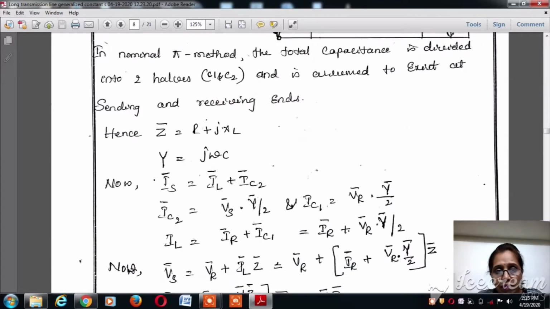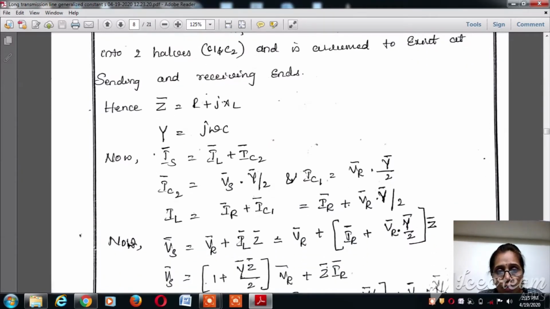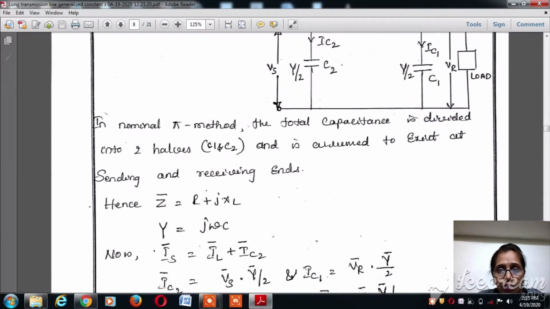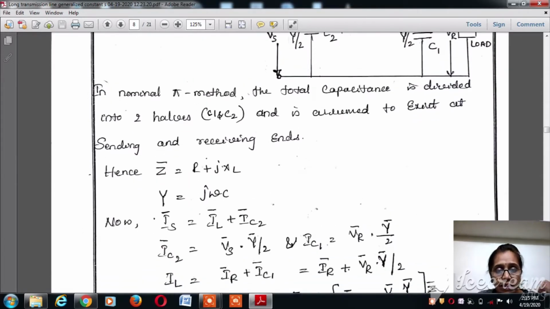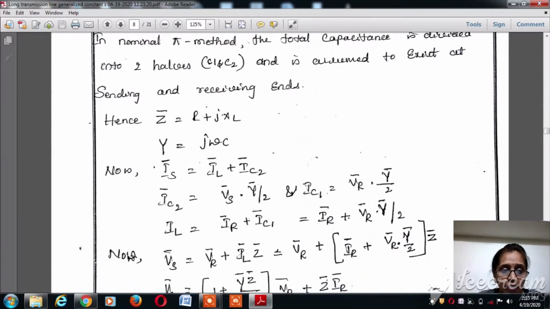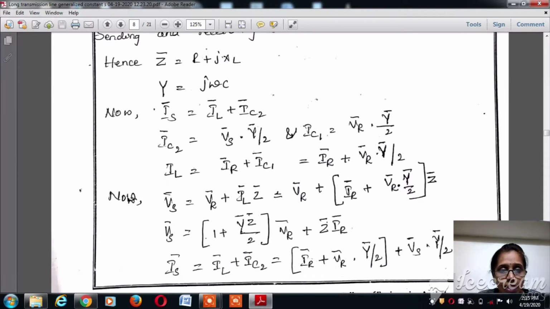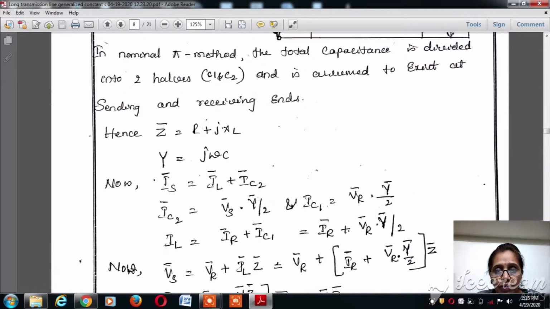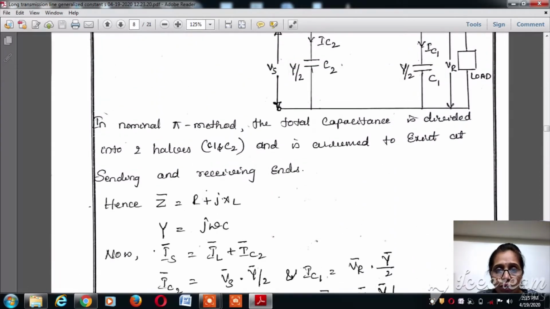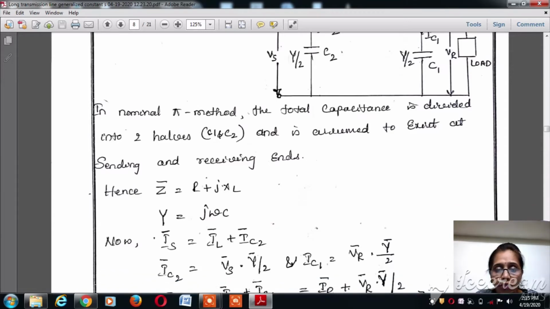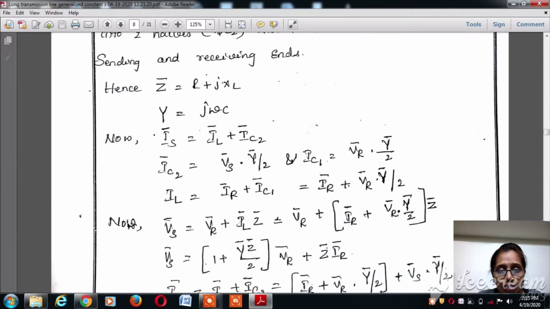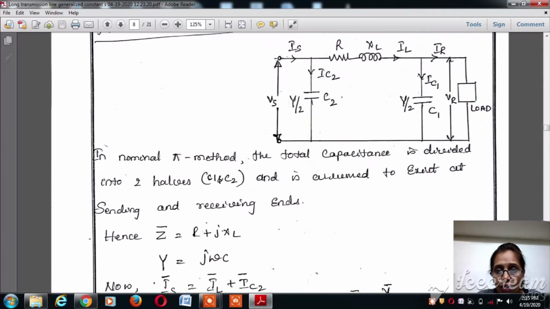In the nominal pi method, Z is nothing but equal to R plus JXL, Y is nothing but equal to J into omega C, that is the shunt admittance is nothing but J into omega C. IS is equal to IL plus IC2, that is IC2 is equal to Vs into Y divided by 2. From this we can write that IC2 is nothing but Vs multiplied by Y by 2. Similarly, IC1 is nothing but VR multiplied by Y by 2. Now IL is nothing but equal to IR plus IC1, as I already told.